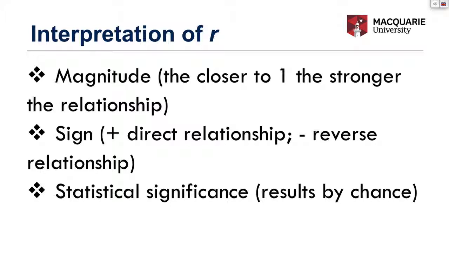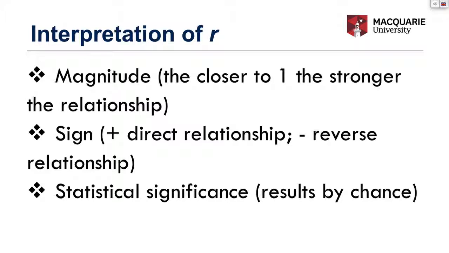And positive correlations show that there is a direct relationship between the variables, meaning that when one variable goes up, the other one goes up as well. And when one variable comes down, the other variable comes down as well, or decreases as well. But when we have a negative relationship between variables, it means that the relationship between the two variables is reverse, in the sense that when one variable goes up or increases, the other variable goes down or decreases.